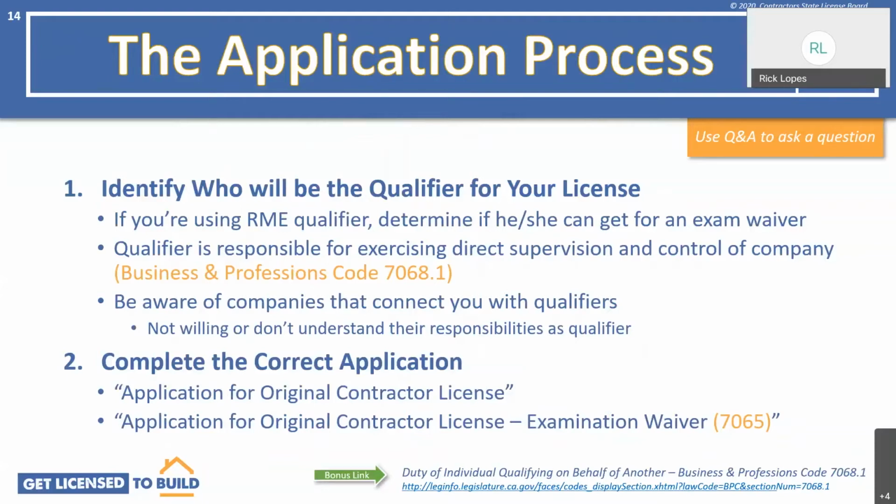If you're using an RME, or a responsible managing employee, as your qualifier, determine if he or she can qualify for the exam waiver. Next, make sure you complete the correct application, and you've got 2 options. One is the application for the original contractor's license. That's what most people will use. The second, if you are going to go for an examination waiver, is the application for original contractor's license with the examination waiver 7065.